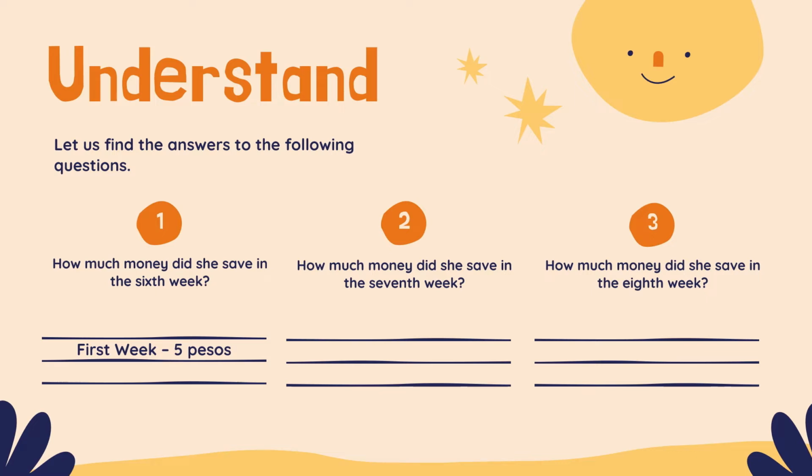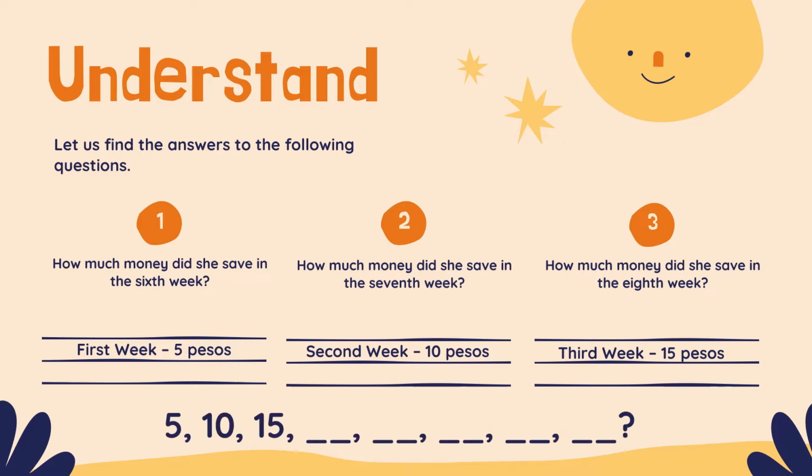As you can see, she saved 5 pesos in the first week, 10 pesos in the second week, and 15 pesos in the third week. As you can see, 5, 10, 15. So what's next? So we need to find also how much money she saved in the 4th week and in the 5th week before going to the 6th, 7th, and 8th.